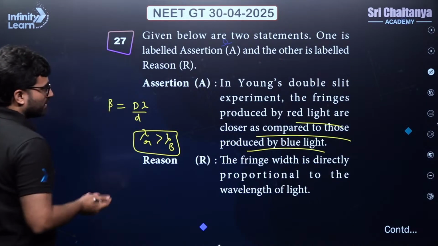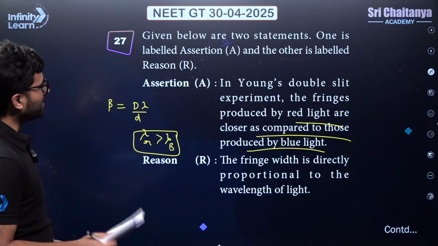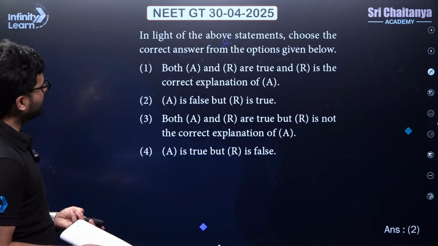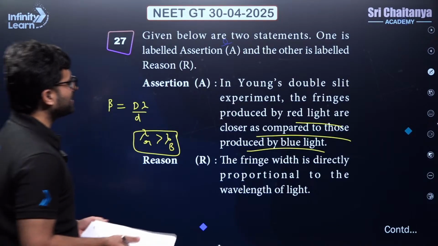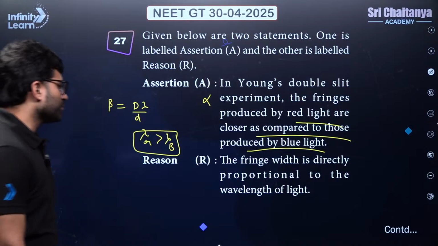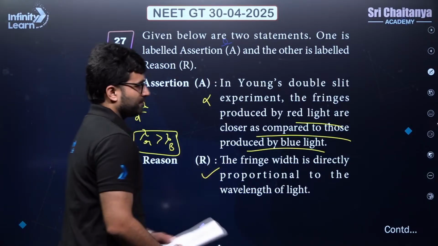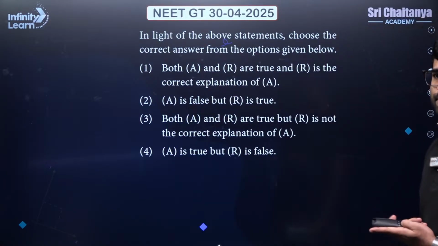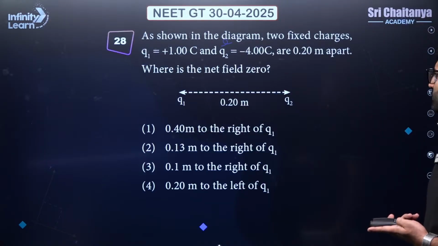So what are they saying? The fringes produced by red light are closer, that they are not closer, right? Just a minute. So they are not closer, they are basically farther away. So this is wrong, right? The fringe width is directly proportional to the wavelength of light, that is correct. Clear? Right? That is clear. Let's move to the next.